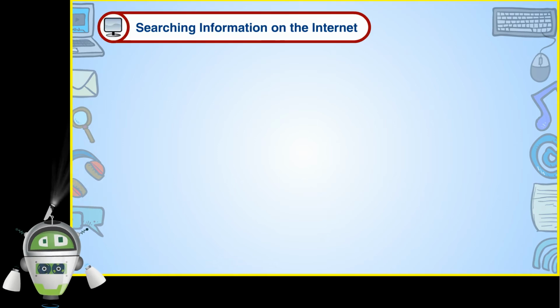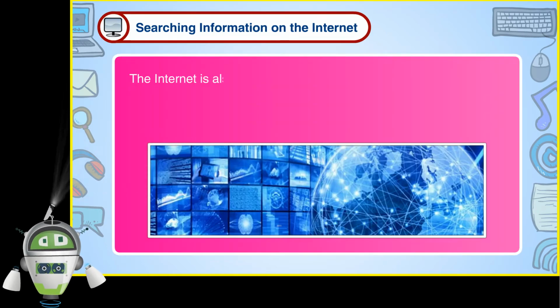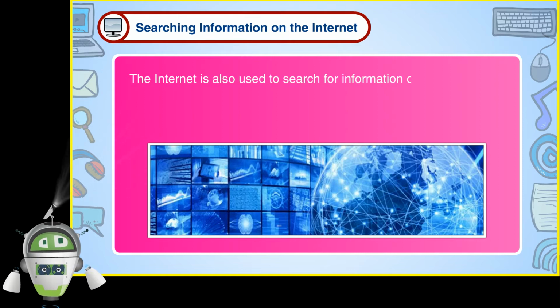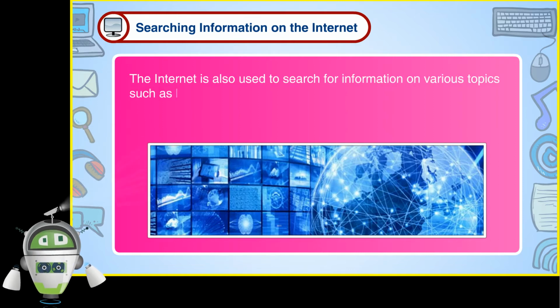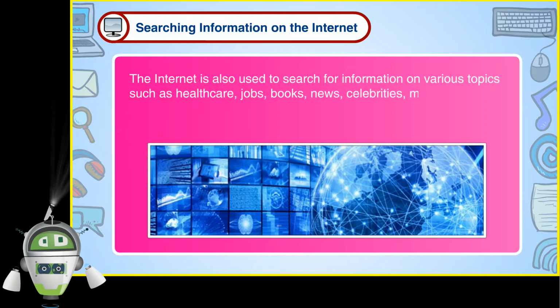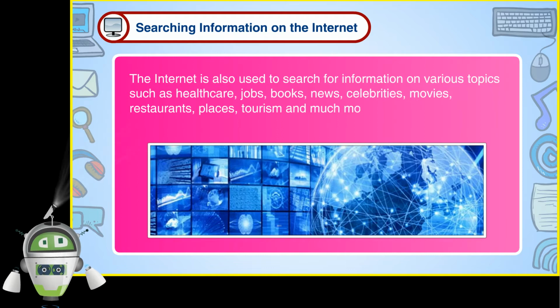Searching information on the internet. The internet is also used to search for information on various topics such as healthcare, jobs, books, news, celebrities, movies, restaurants, places, tourism, and much more.